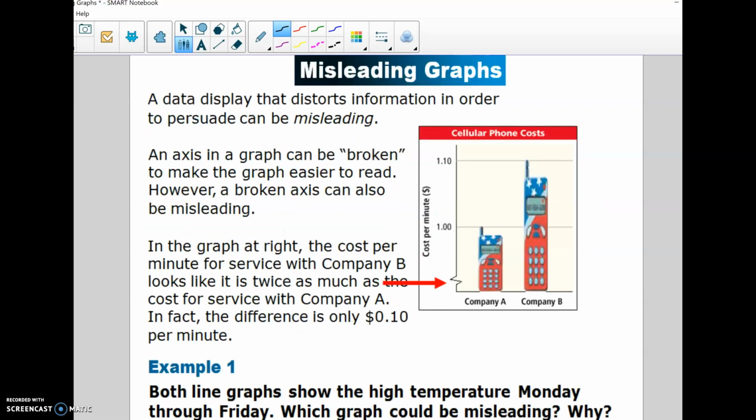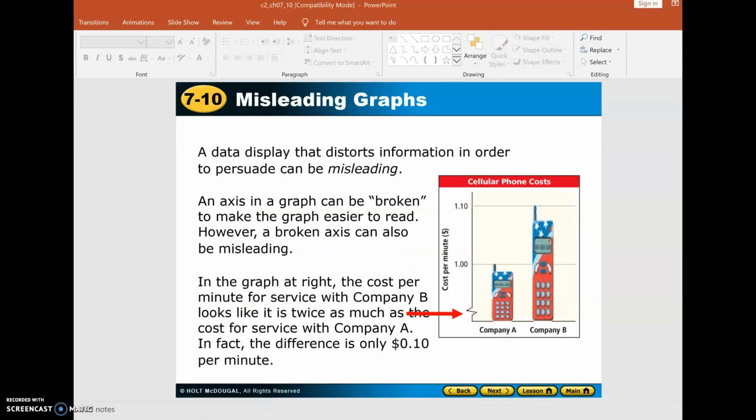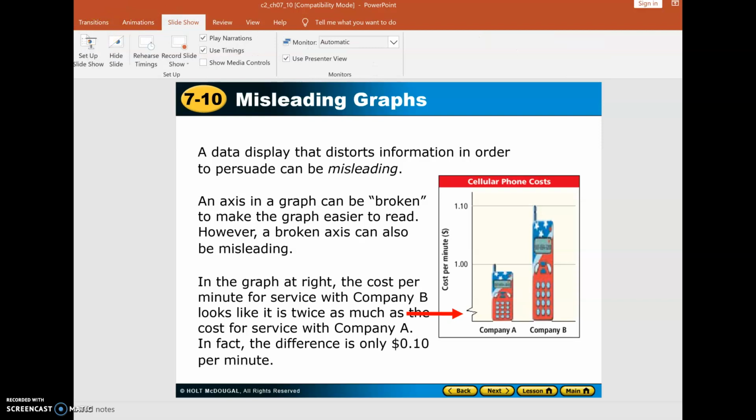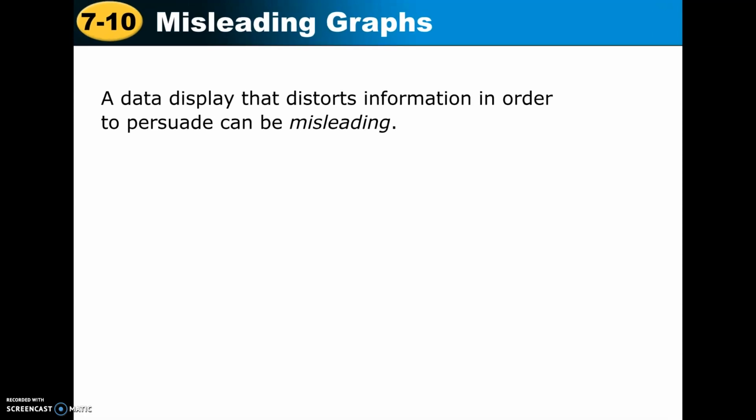All right, the next thing is 7.10, which is misleading graphs. For misleading graphs, we've talked about doing a break in a graph. So when a graph is misleading, if it's presenting information to you that's distorted, it can be misleading. So we're just going to talk about how graphs can be misleading.